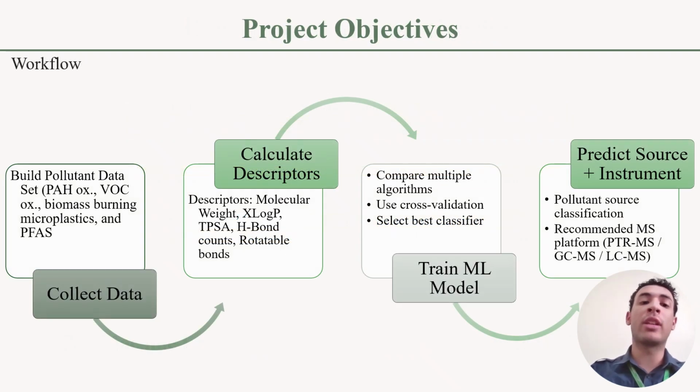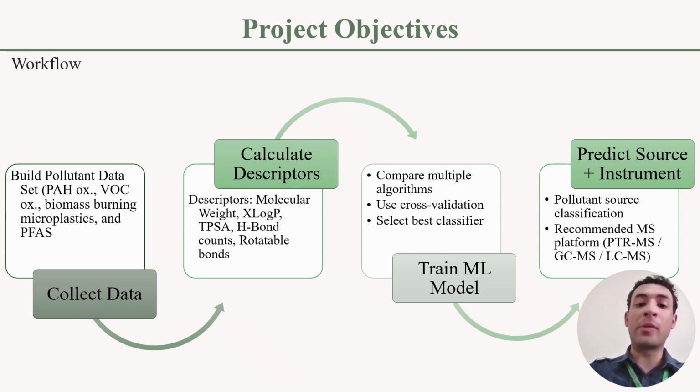The objective of this project was to construct a complete computational workflow for environmental pollutant classification. First, a curated dataset of representative pollutants from 5 environmental source categories was assembled. Second, molecular descriptors were calculated to numerically represent chemical behavior. These included molecular weight, which reflects compound size, XLogP, which indicates hydrophobicity, TPSA, or topological polar surface area, which relates to polarity and transfer behavior, hydrogen bond donor and acceptor counts, which describe intermolecular interaction potential, and rotatable bond count, which reflects molecular flexibility.